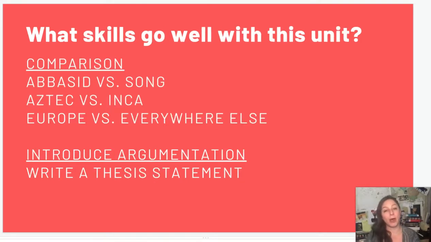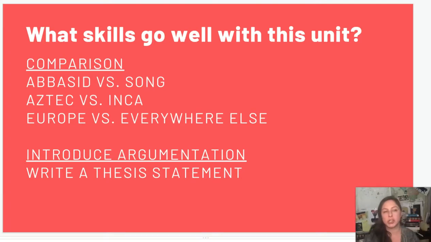What skills go well with this unit? Comparison. This is the unit where you really want to get kids used to how to compare two things, right? In fact, when I have my students take notes on their reading in Unit 1, I don't have them take notes the normal way. I just have them make SPICE-T charts. I literally say, let's not even worry about any sort of narrative. Here, you're going to take a SPICE-T chart for 1.1. It's going to be on the Song Dynasty. For 1.2, it's on the Abbasid Caliphate. That way we can then easily compare.